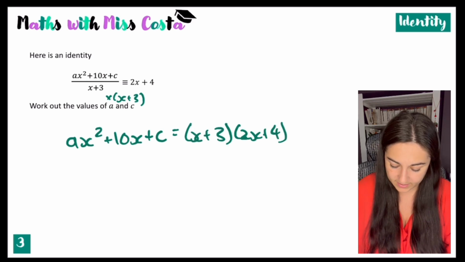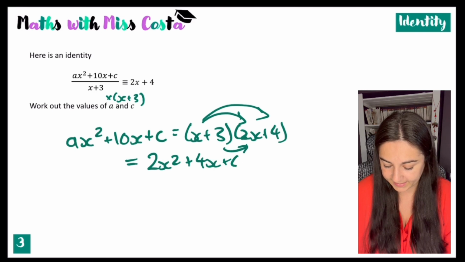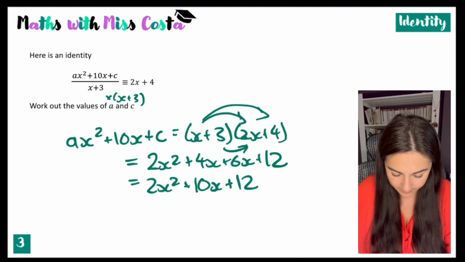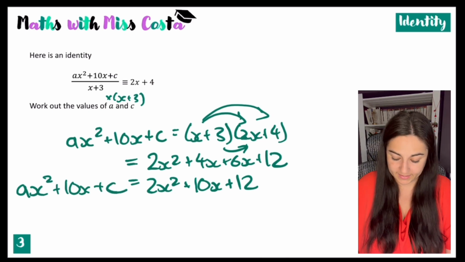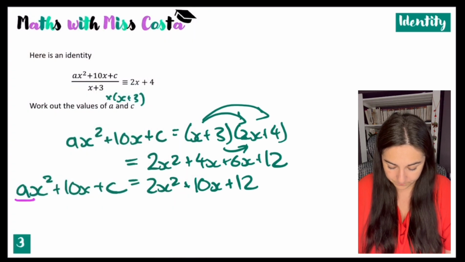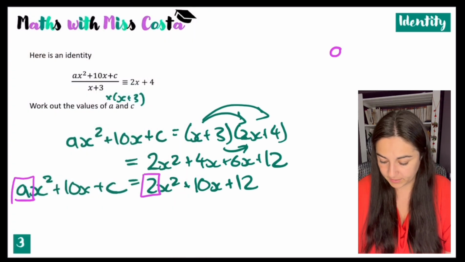What I could do then is expand the brackets. So x times 2x would give me 2x squared plus 4x plus 6x plus 12. Simplify. So 2x squared plus 10x plus 12 must be equivalent to ax squared plus 10x plus c. Now you can see which parts must be equivalent to which. So a must be equivalent to the 2. So therefore a must be 2.